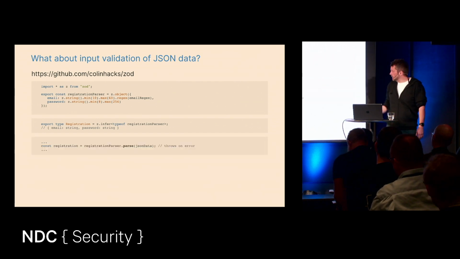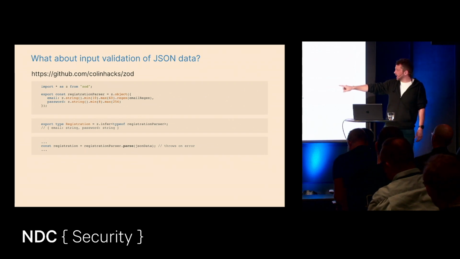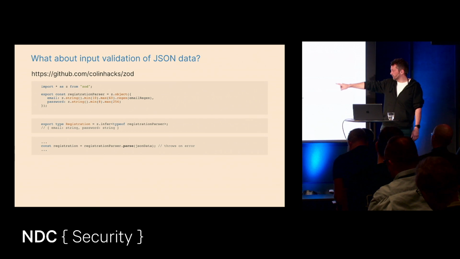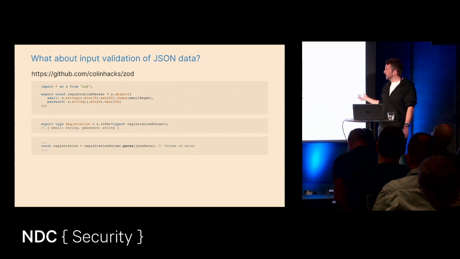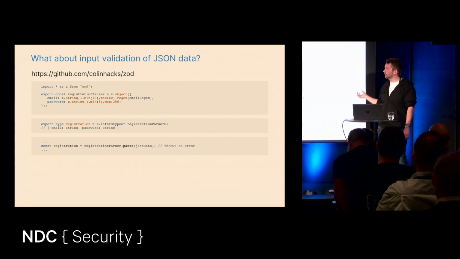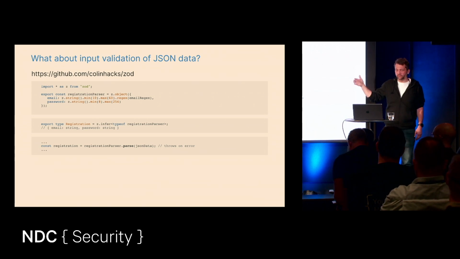And the way we use it is we parse the JSON data with a parse function, and it will throw an error if it's invalid. It would also remove all fields that it doesn't recognize by default. You can add a fall through if you don't want that, or you could tell it to throw an error if there are extra fields that you don't want. But this is one way of using it.